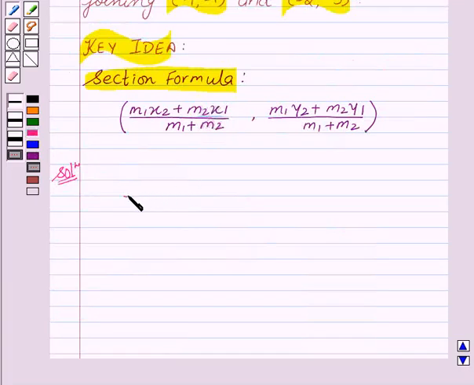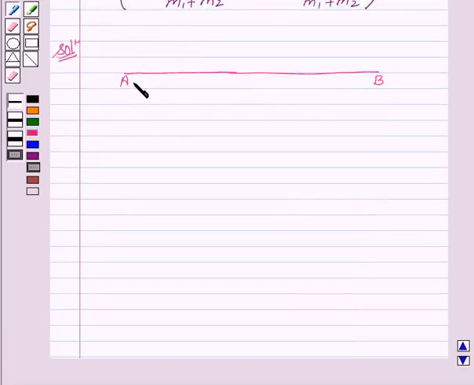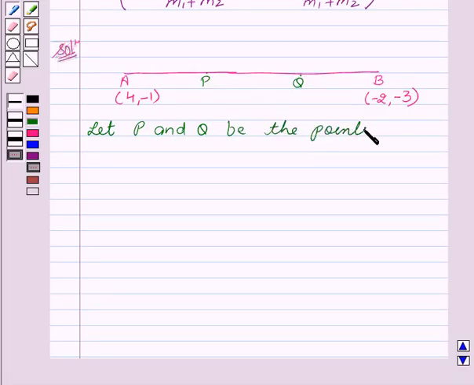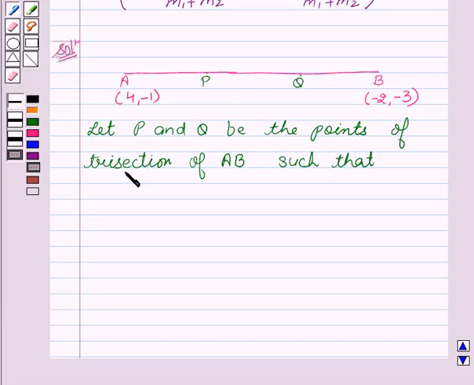Let AB be a line segment. We are given in the question that the coordinates of point A are 4 and minus 1, and the coordinates of point B are minus 2 and minus 3. Now let P and Q be the points of trisection of AB such that AP equal to PQ equal to QB.